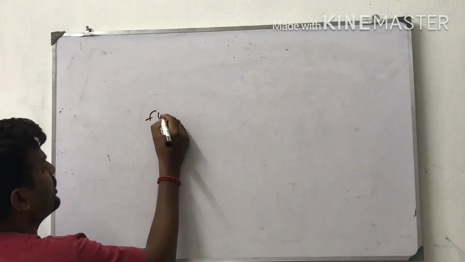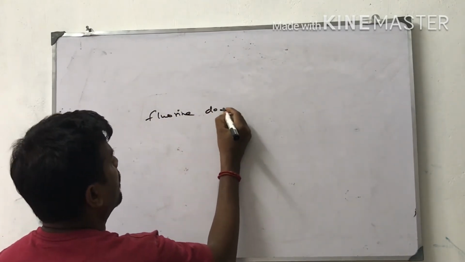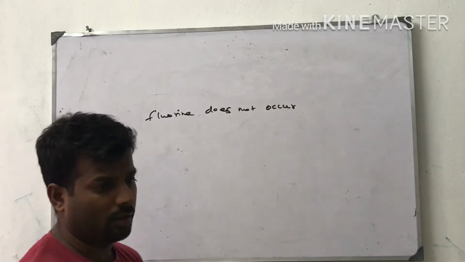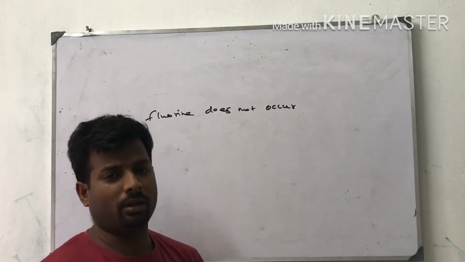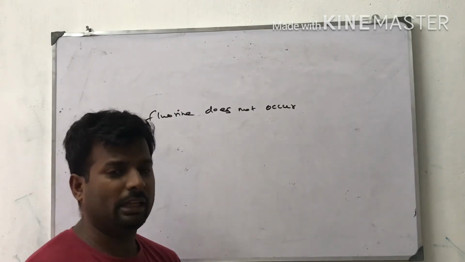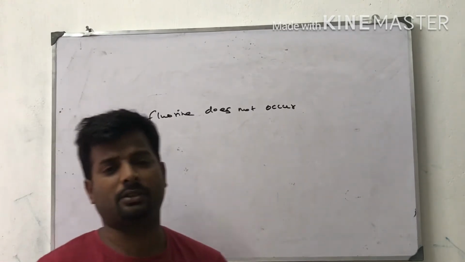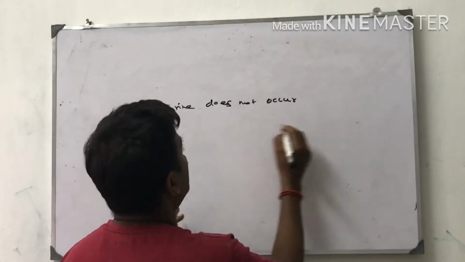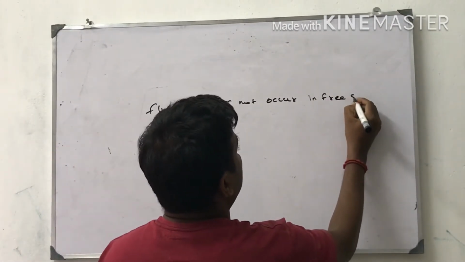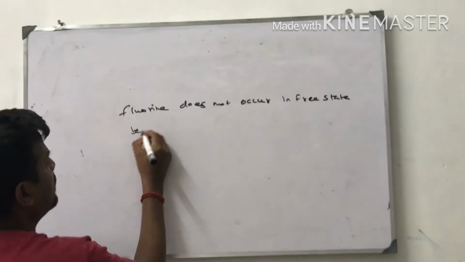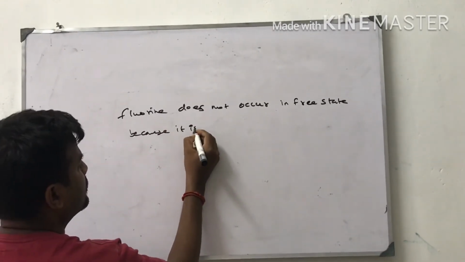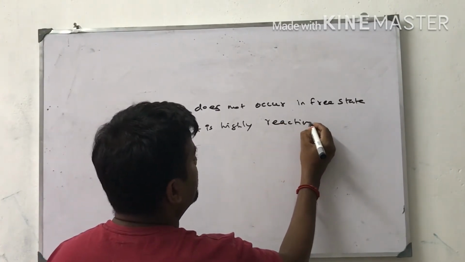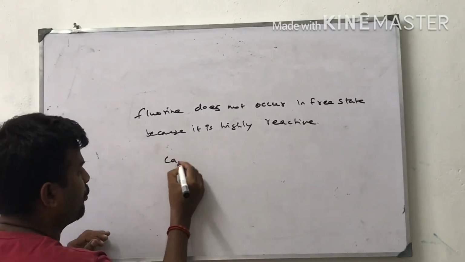Fluorine does not occur in free state. Fluorine and chlorine occur highly in the earth crust. Bromine and iodine are present in the earth crust less when compared to fluorine and chlorine. Fluorine does not occur in free state because it is highly reactive, due to its high electronegativity. So it is present in the combined state.